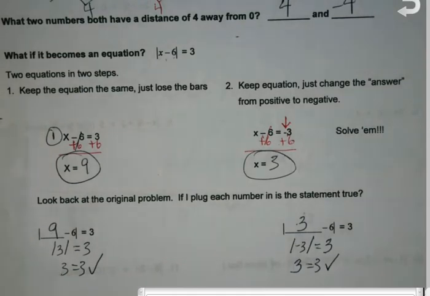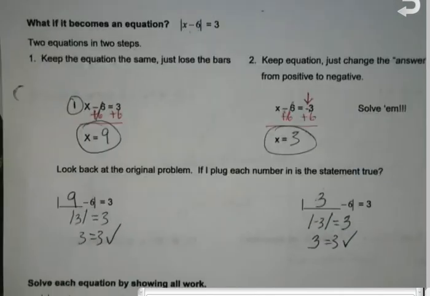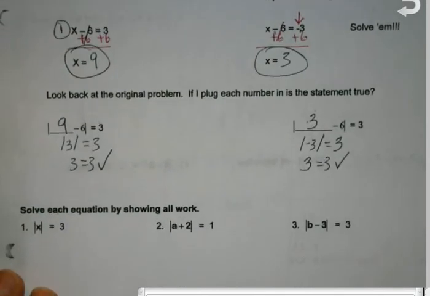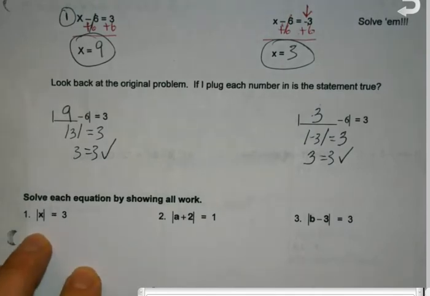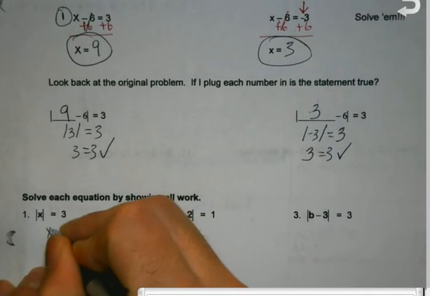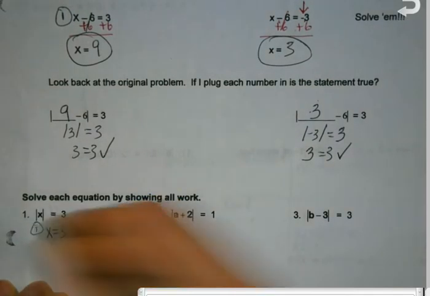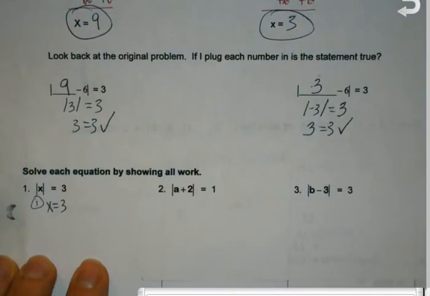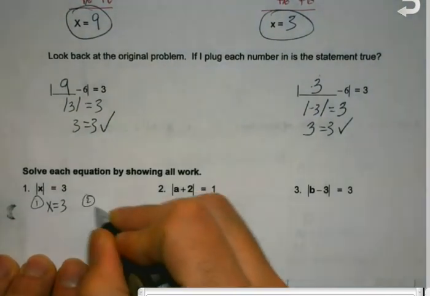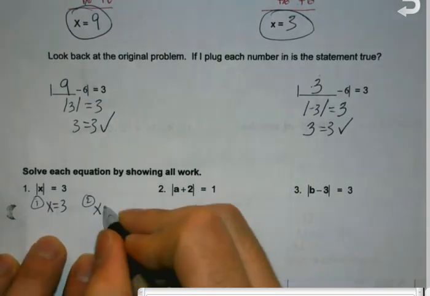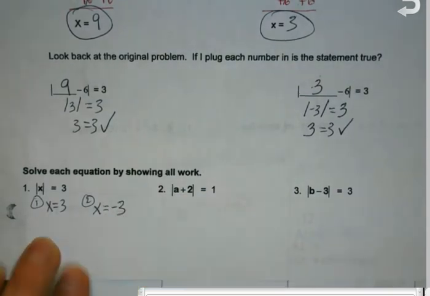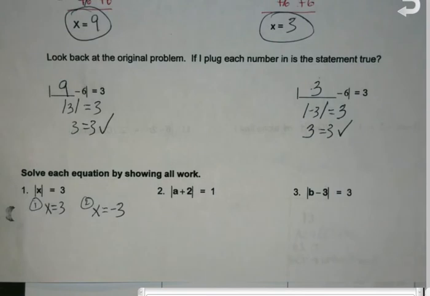When we get down to the bottom here, solve each equation by showing work. Number one, sort of like the example at the very top, my first equation is just to remove the bars. My second one, because I'm showing there are two equations each time, is to change the sign of the answer. There's nothing to solve. I'm done. I wish they were all this way. They're not, but it'd be nice.